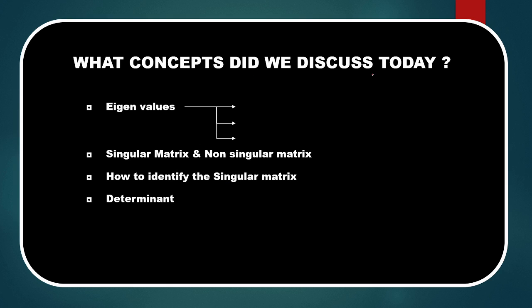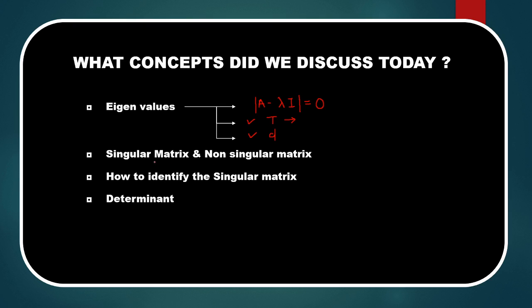So what concepts did we discuss today? We saw eigenvalues and how to find them. We found the determinant of A minus lambda I equal to 0. This is how we found the eigenvalues, and we saw two important properties, the trace property and the determinant property. What is the trace property? We saw the sum of the eigenvalues should be equal to the trace of the matrix, and the determinant of the matrix should be equal to the product of the eigenvalues.